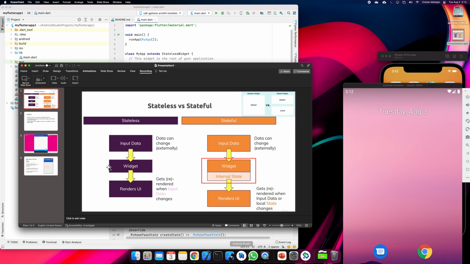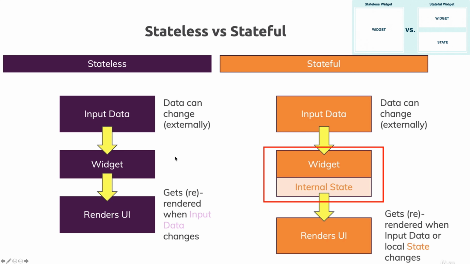Alright, let's go to the presentation. Maybe I'll make it full screen. As we said, there are two types of widgets, or two types of states: stateless and stateful. Stateless and stateful classes are basically what their names say. As you see on the top, let me put up my laser pointer. Here, a stateless widget is just a widget, whereas a stateful widget is a widget plus state combination.